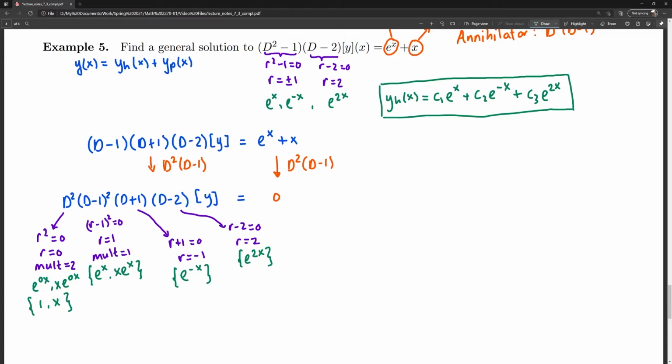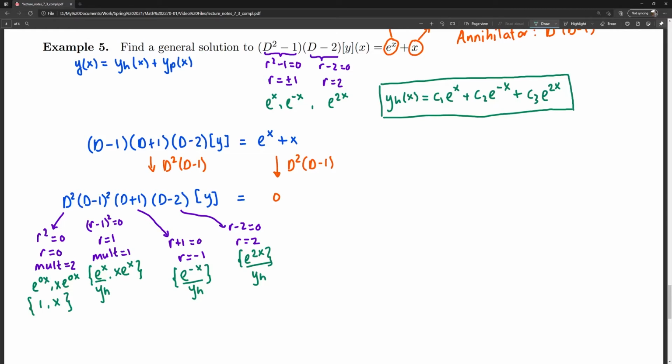So let's underline the ones that we see in the homogeneous one. So this one is part of YH, this is part of YH, and this is part of YH. And so the three functions that are not part of the homogeneous equation are 1, x, and x e to the power x.